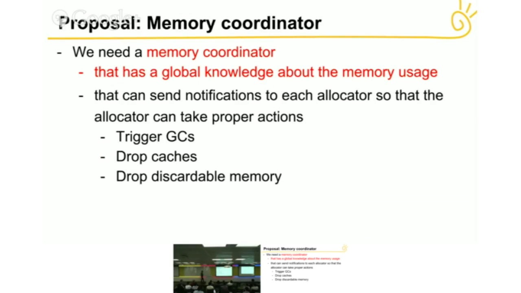So we are proposing the memory coordinator. The memory coordinator has global knowledge about the memory usage of all allocators in the renderer process. The coordinator is expected to send notifications to each allocator so that the allocator can take proper actions. For example, Oilpan or V8 can trigger GCs, Skia can drop font caches, and the GPU buffer can drop discardable memory, and so on.